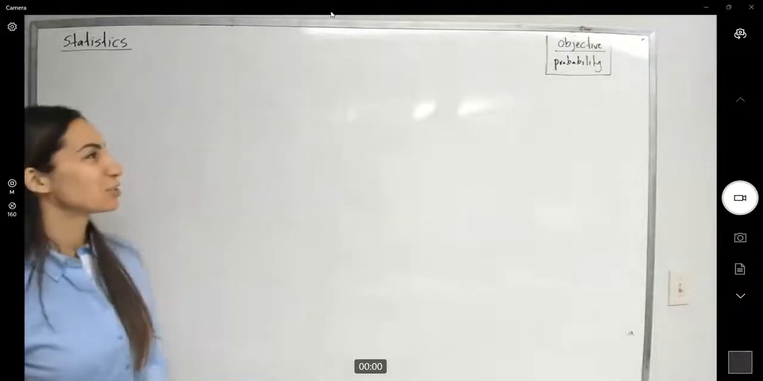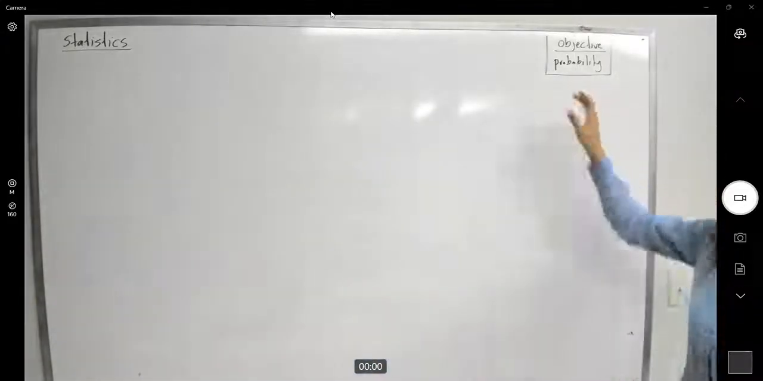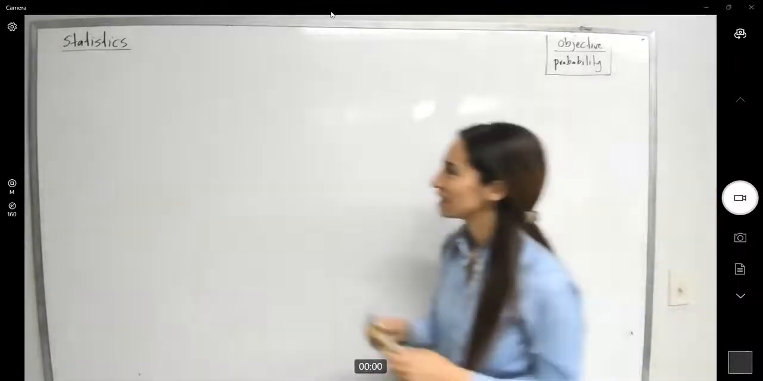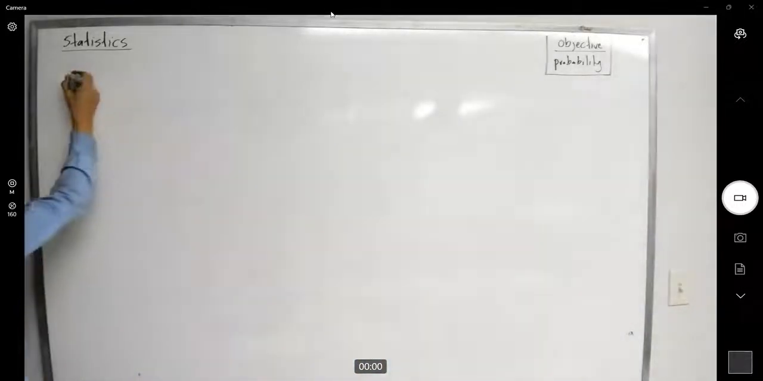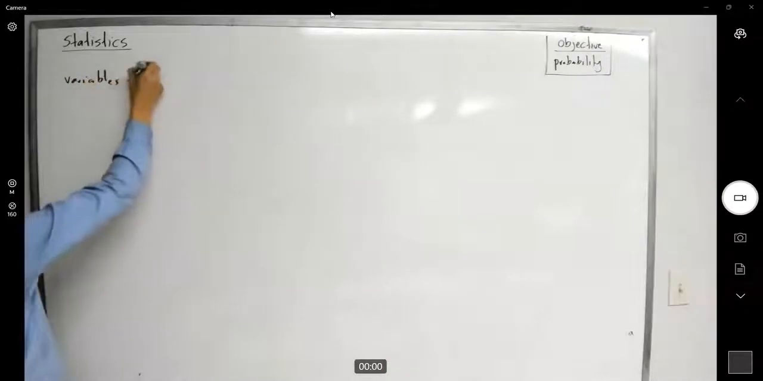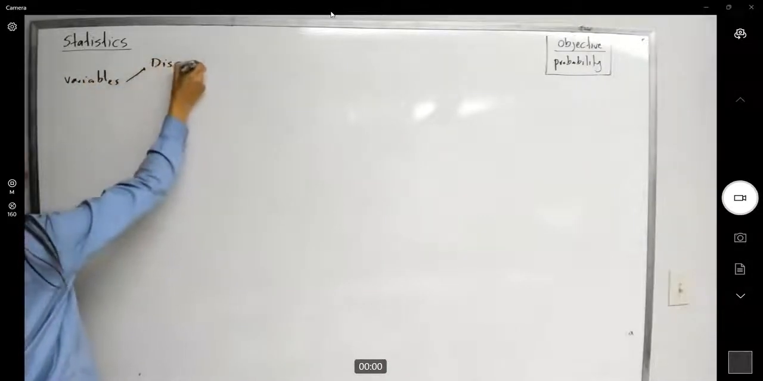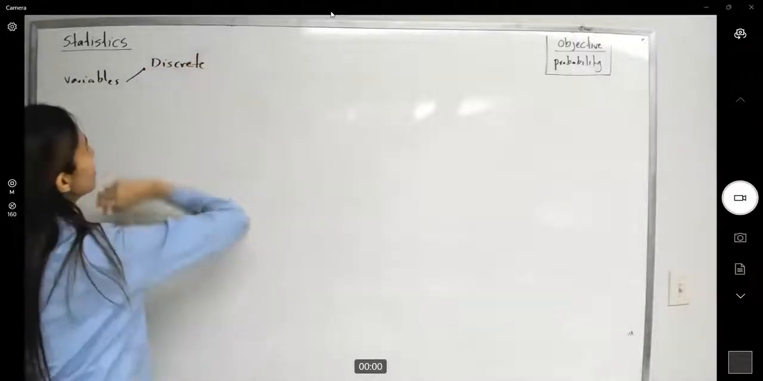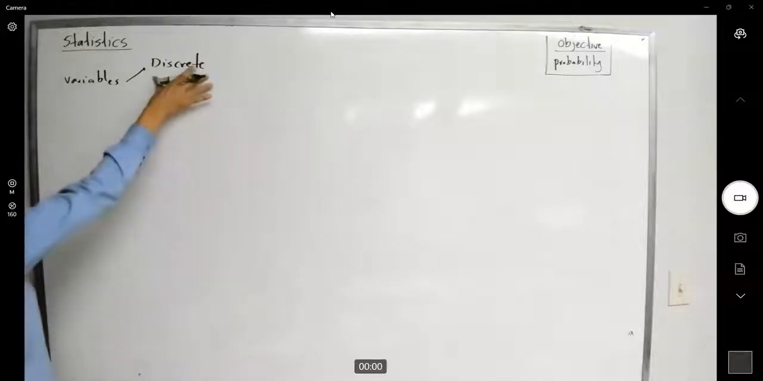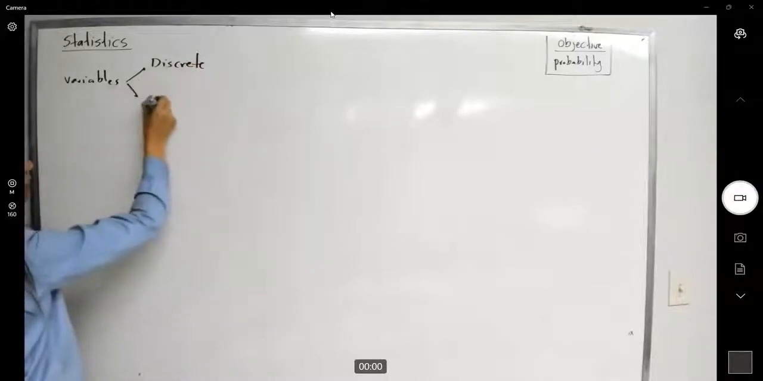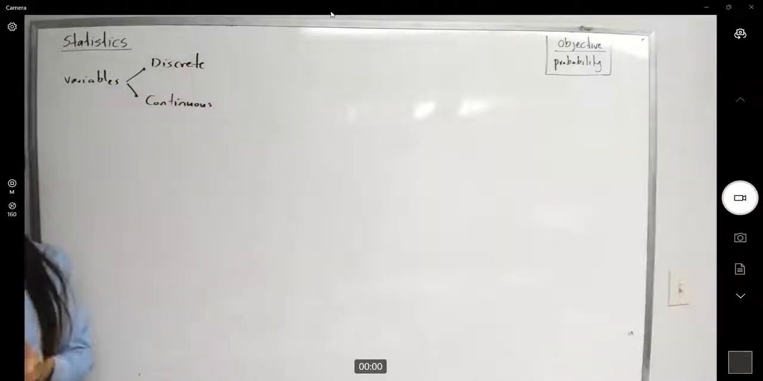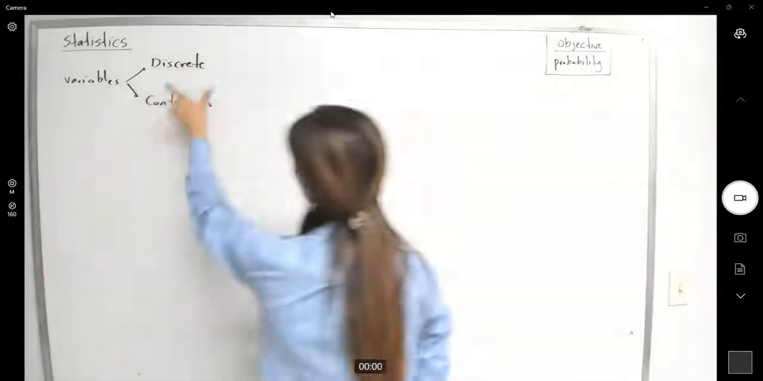Welcome everyone. So today we're going to talk about probability. What is probability? Last time we started talking about different types of variables. We said that if we have a discrete variable or countable variable, we have a specific type of probability related to discrete variables. And for continuous variables, you're going to work with different functions for probabilities.